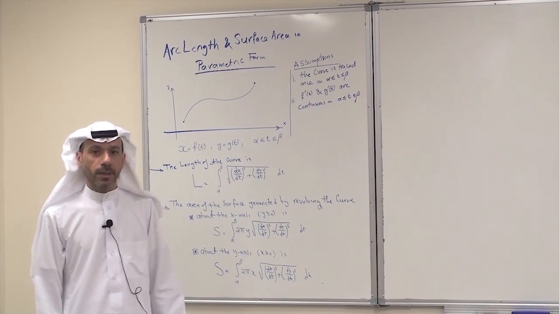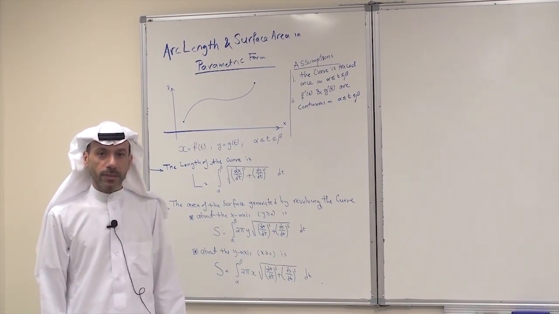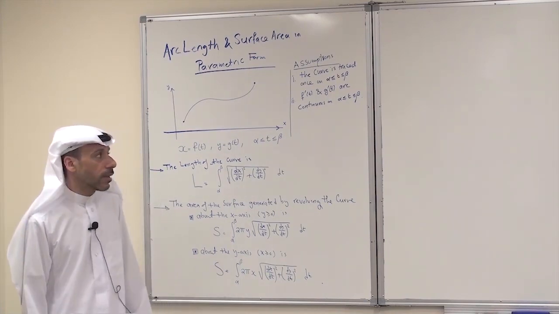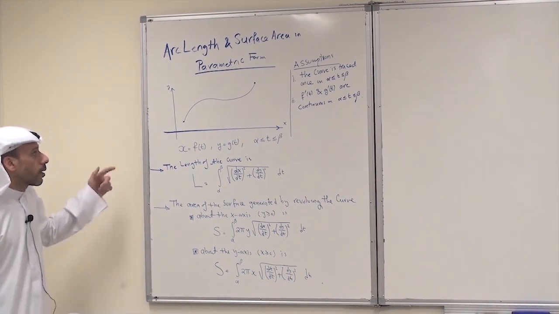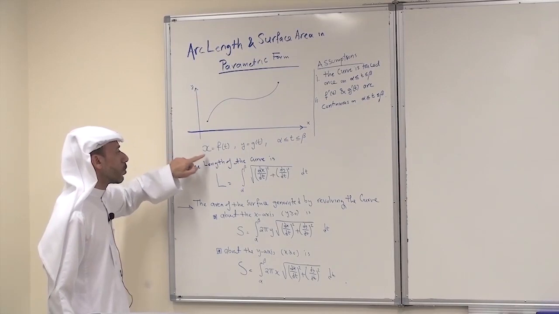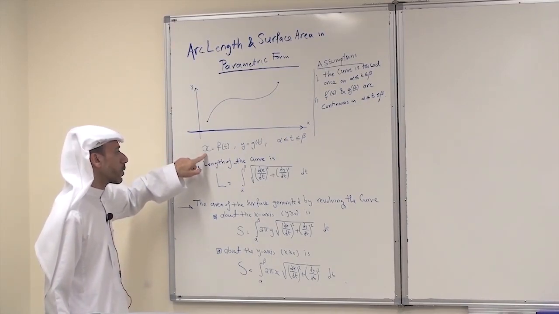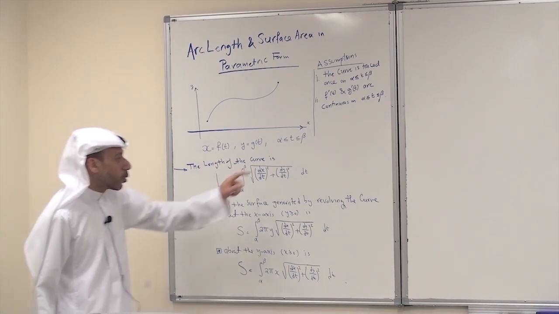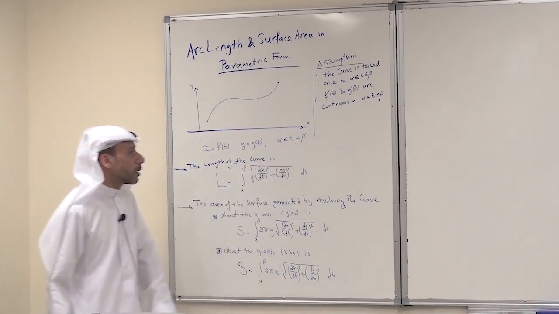Bismillah ar-Rahman ar-Rahim. In this video, we will discuss the problem of arc length and surface area in parametric forms. And for that, we have the following. Let's have the following parametric curve described by the parametric equations x equals f of t, y equals g of t, on the interval t from alpha to beta.